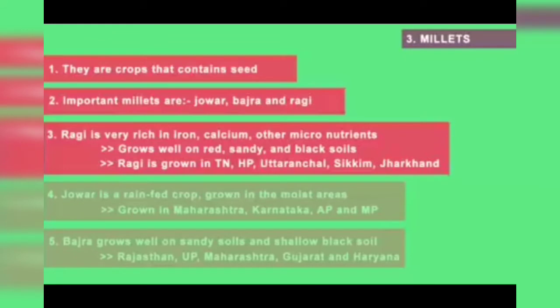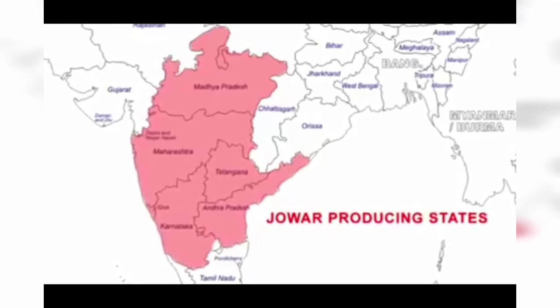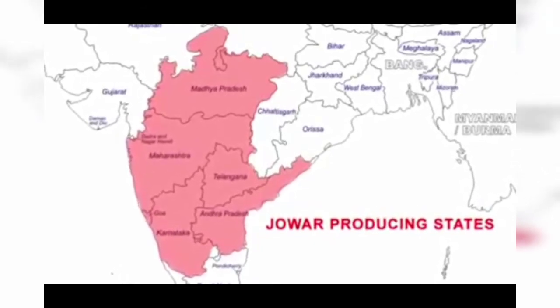To grow these crops you need a lot of moisture. Therefore, they are grown mostly in rain-fed areas. So again, we can call it a monsoon crop. And if it is monsoon, it has to be Kharif. Maharashtra is the largest producer of jowar, followed by Karnataka, Andhra Pradesh, and Madhya Pradesh.